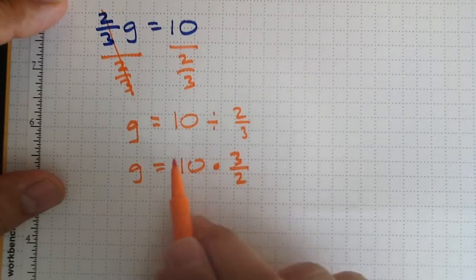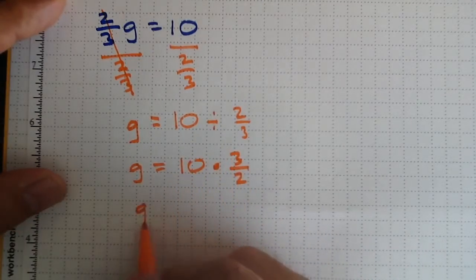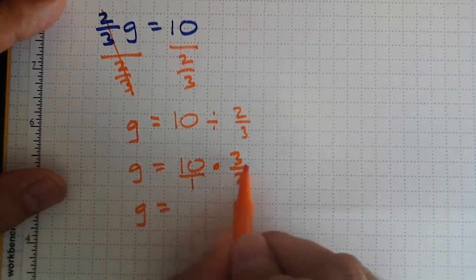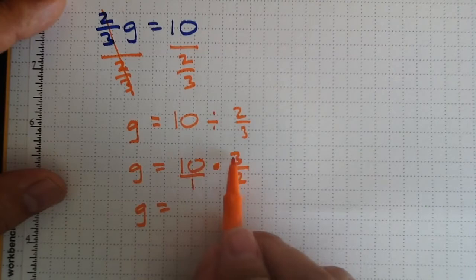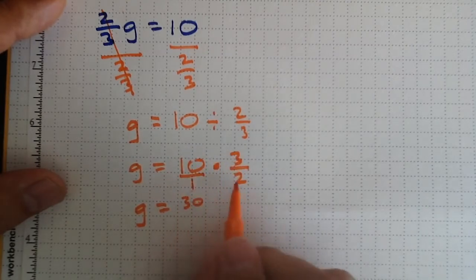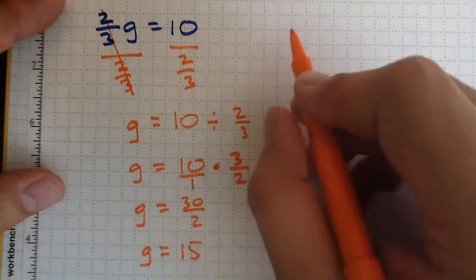Okay, this is something we should have learned in a previous class, and we're just doing a little refresher on it. So eventually what we get is g equals 10 over 1 times 3 over 2. So the numerators, 10 times 3, that's 30. The denominators, 1 times 2, that's 2. And of course, 30 divided by 2 is 15. This one we should definitely check.